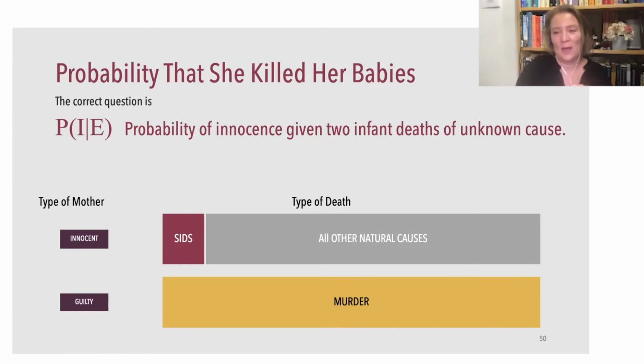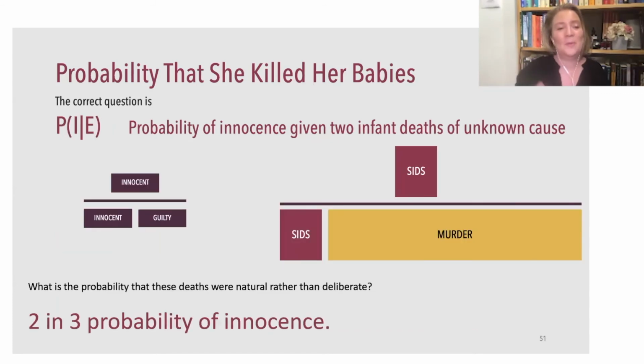These two bars on the left in purple. We want to know whether Sally Clark is innocent or whether she's guilty. And if she's innocent, there's two ways that those babies could die. They could have died of SIDS, or they could have died of all other natural causes. If she's guilty, there's only one way that those babies could have died, and that's murder. So the probability of her innocence, given the evidence, is the probability of her innocence up here, divided by the combined probability that she's innocent and guilty.